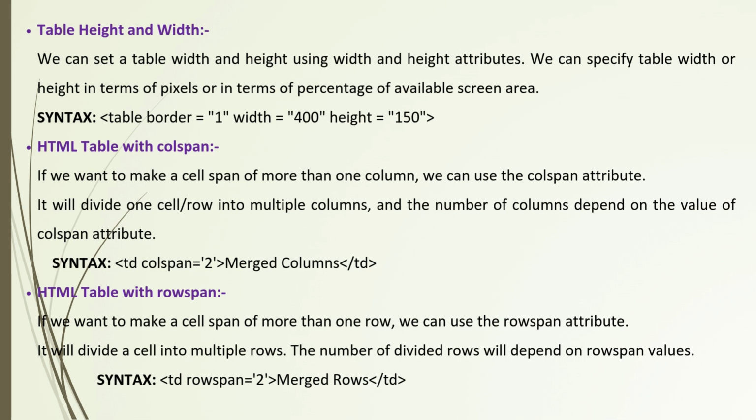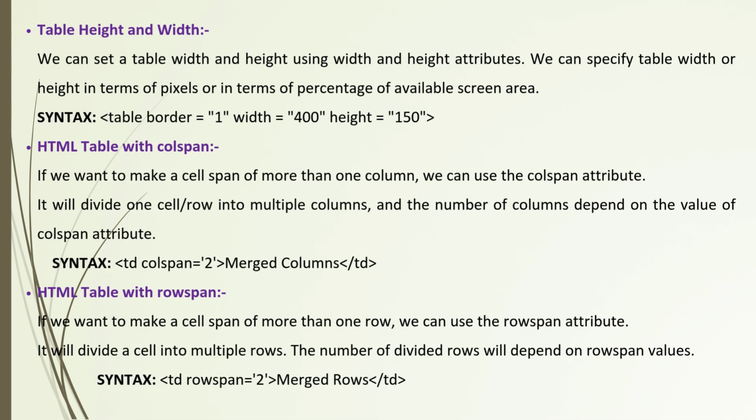Table height and width. We can set a table width and height using the width and height attributes. We can specify table width or height in terms of pixels or in terms of percentage of available screen area. Syntax: table border equals 1, width equals 400, height equals 150.